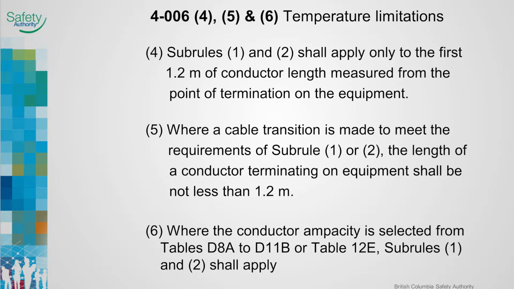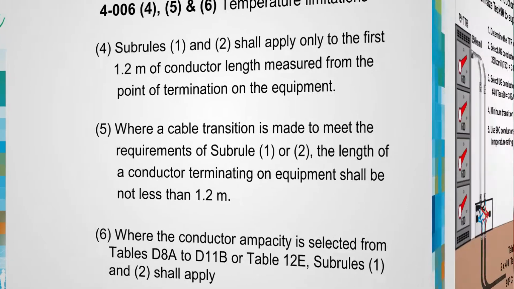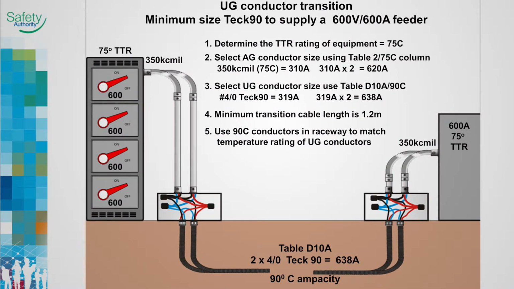75-degree conductors of this length have been shown to provide sufficient mass to conduct heat away from the terminations and the interior components. This leaves the option to transition to another type of conductor which has a higher temperature rating and an increased ampacity. This may result in a smaller wire size when their ampacity is based on the 90-degree column. In this example, the first step is to determine the TTR of the equipment.